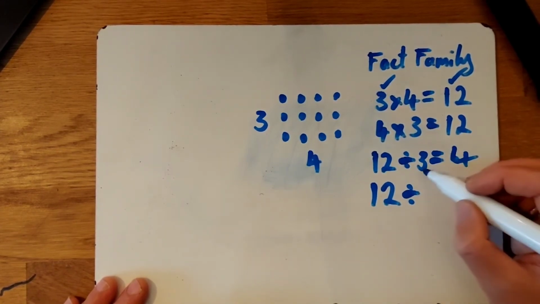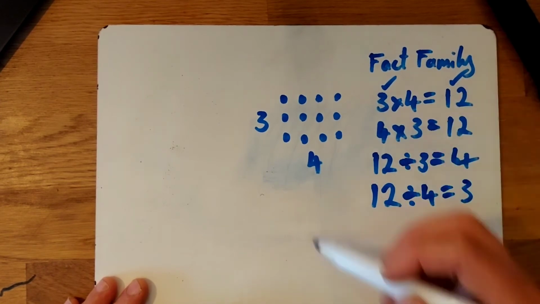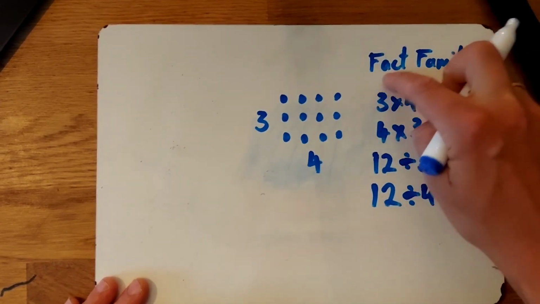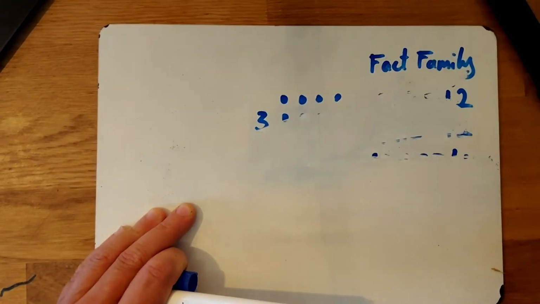So now if I've used the 3 here, I'll put the 4 here, therefore the answer must be 3. And that is the entire fact family. That's the 4 things that make up the fact family, okay? And this is just so useful for us working out division later on. If we can use our times tables to work out how we divide, that makes us so much better at maths. Okay, so let's rub that out.